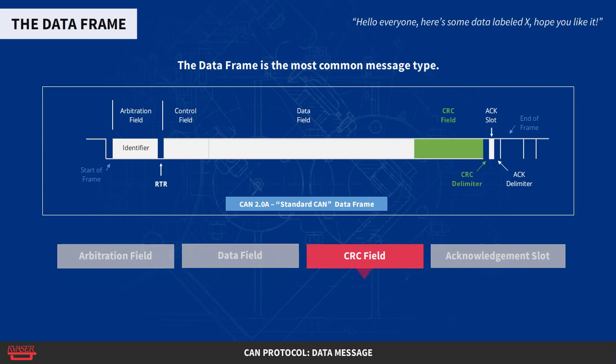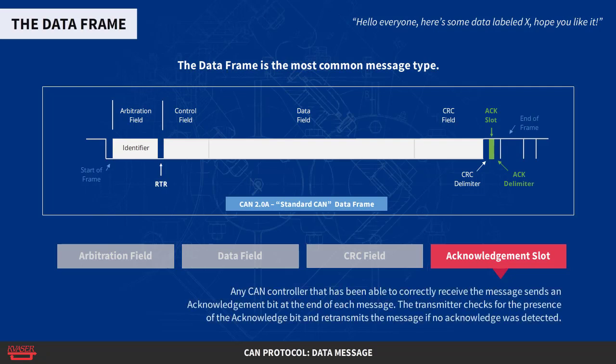The CRC field, which contains a 15-bit checksum calculated on most parts of the message. This checksum is used for error detection. An acknowledgement slot. Any CAN controller that has been able to correctly receive the message sends an acknowledgement bit at the end of each message. The transmitter checks for the presence of the acknowledgement bit and retransmits the message if no acknowledge was detected.